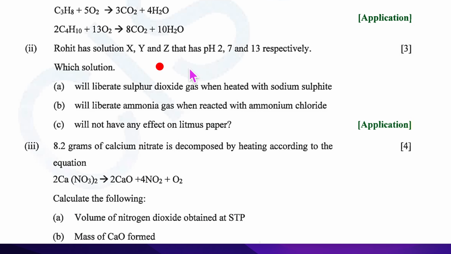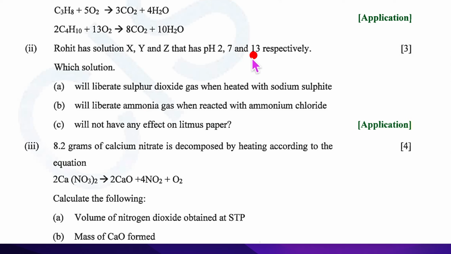This one again is a very popular and important question depending upon the pH. pH 2 means it is a strong acid. So X is a strong acid. pH 7 means Y is neutral, and this means it's a strong alkali. Which one of them will liberate SO2 from sodium sulfite? It has to be an acid. Which is the acid? X. Which will liberate ammonia gas from ammonium chloride? Ammonium chloride reacted with a base, with an alkali with OH, will liberate ammonia gas because it will form NH4OH.